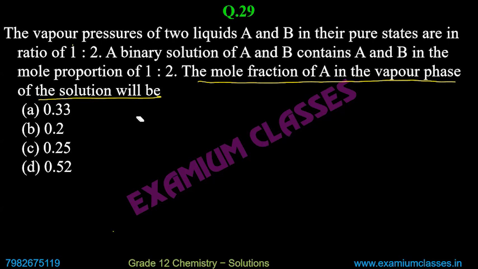Remember, in first sentence, ratio of vapor pressures is given. In second statement, ratio of their moles are given. Ratio of vapor pressure is also 1 is to 2. Ratio of moles is also 1 is to 2. You need to calculate the mole fraction of A in vapor phase. And you know the formula for vapor phase, mole fraction.